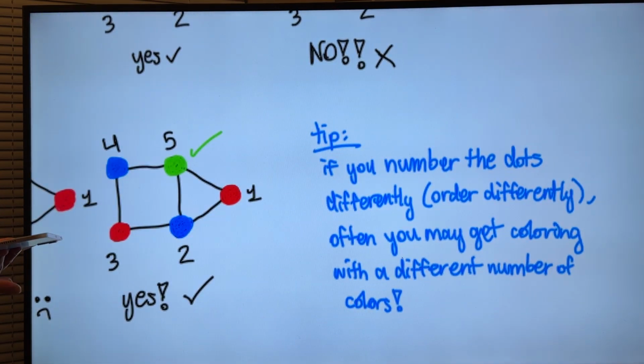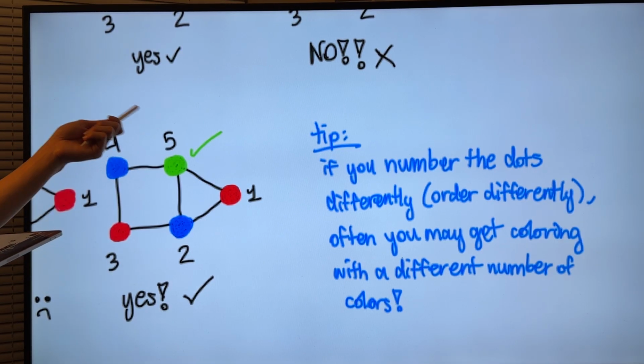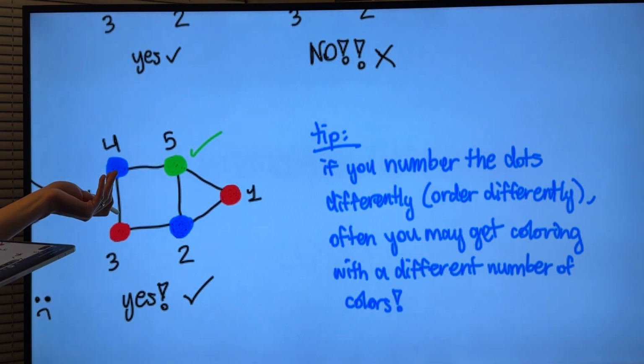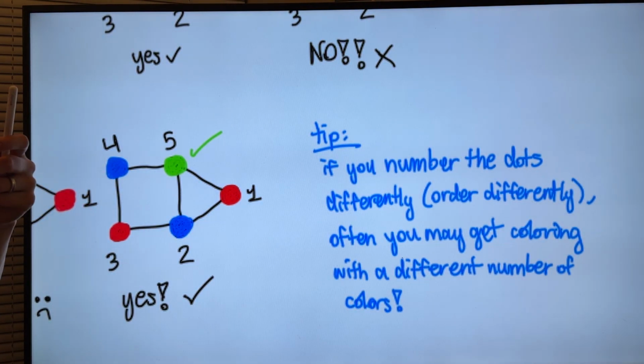So yeah, here's a tip. If you number the dots differently, so let's say we had 1 over here, 3 over here, 5 over here, just different orders, right? Often you might get a different coloring, first of all, maybe with a different number of colors. I've seen variations of this problem where you number the vertices differently and you end up using 4 colors. And you may not know whether it's the minimum number of colors you need, but you can at least be certain that using this algorithm, it will give you the best solution for what you're starting with, right?